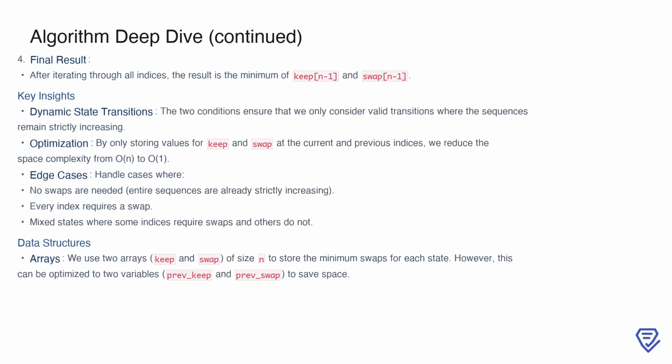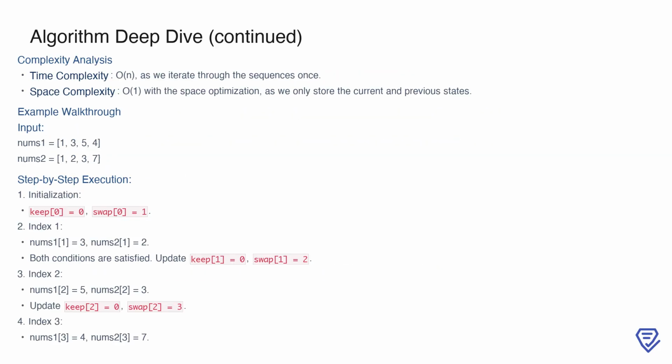These considerations make the solution robust and efficient. The time complexity of this algorithm is O(n), as we iterate through the sequences once, processing each index in constant time. The space complexity, after optimization, is O(1), because we only store the current and previous states instead of maintaining full arrays for keep and swap.